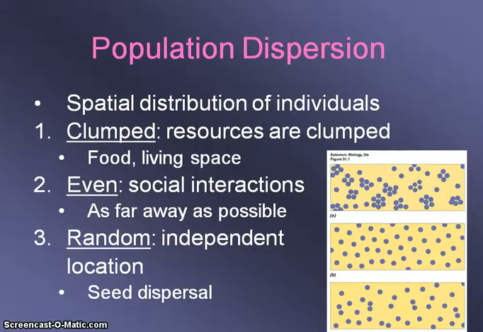The last one, population dispersion, deals with how those organisms are arranged throughout the area. And they can be in a clumped, even, or random pattern. For clumped, that means that the organisms are going to look similar to this diagram up here, where they will live kind of in little groups. Mainly that's due to food or living space. So they're going to be clumped around the areas where they can get those resources easily.